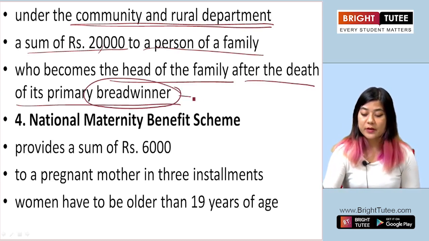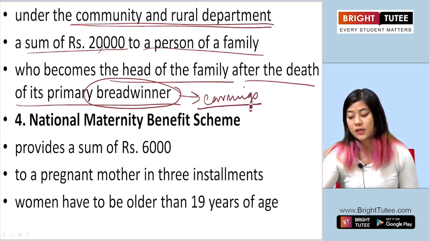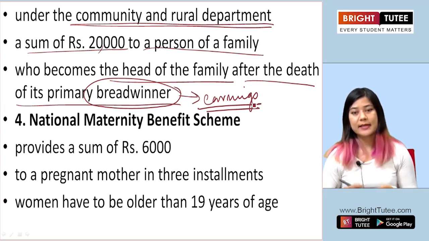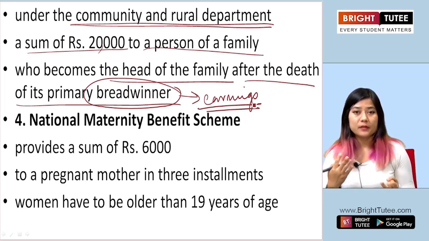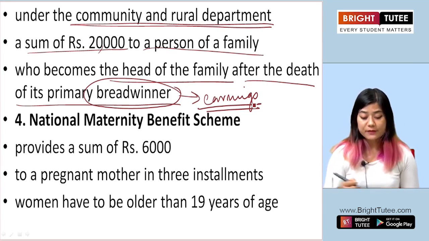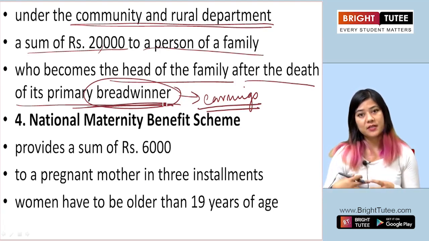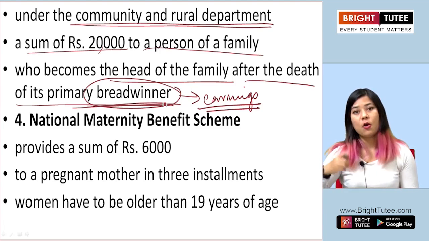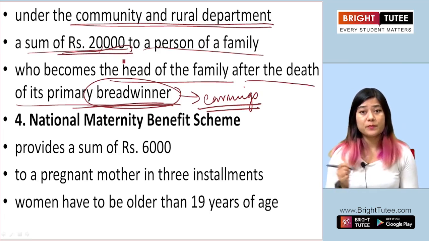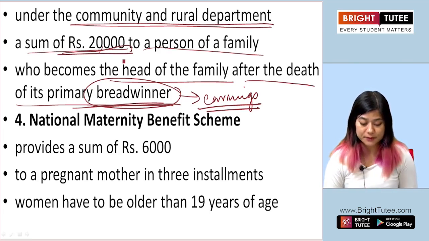So the primary breadwinners are those who make the earnings, who earn the money for the sustenance of the entire family. It can be your father, it can be an uncle, it can be a mother, it can be a brother, okay. So if that primary breadwinner dies, then the second person who can take the position of breadwinner, he or she gets the sum of rupees 20,000 from the government, all right, the state government.